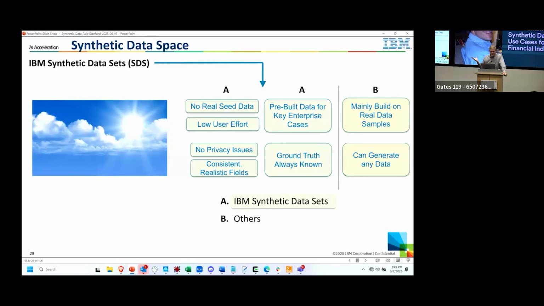But one of the nice things is it then means low user effort. We tend to distribute this data as things like CSVs, so you can just immediately start going with whatever model you think is best. As I've said, there are no privacy issues because everything is constructed about fake people, fake criminals, et cetera. The fields are consistent and realistic, and I'll talk about that a little bit more in a minute, why that can be hard with other approaches. And of course, the ground truth is always known.